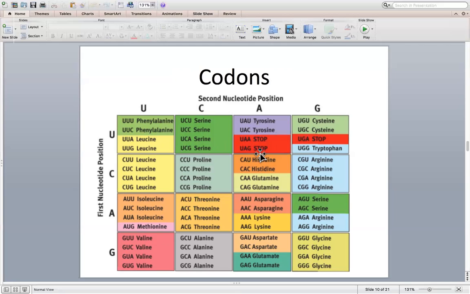So the 3 stop codons are UGA, UAA, and UAG. A fun little acronym for those: for UAA, it's "you are annoying." For UGA, it would be "you go away." And then for UAG, it's "you are gone." So just an easy way to remember the 3 of those.